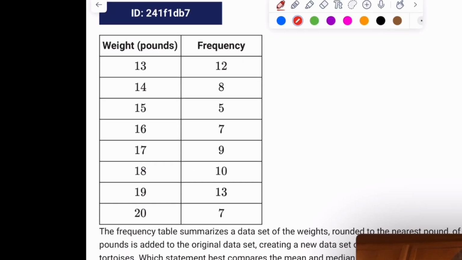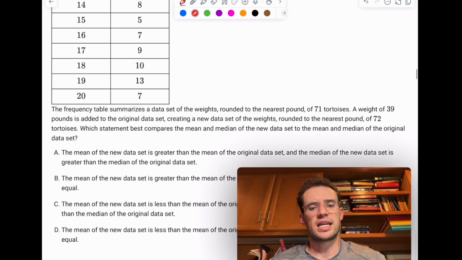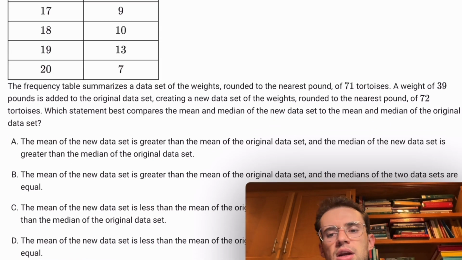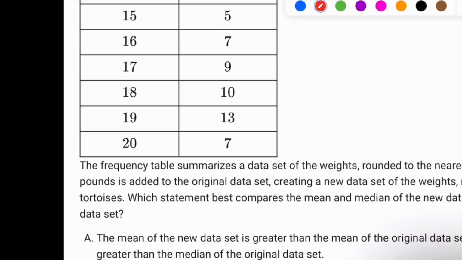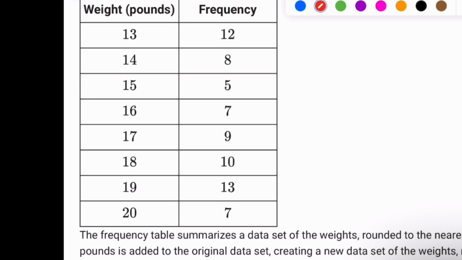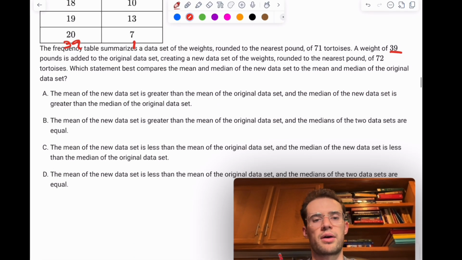All right, here we've got a table with weight in pounds and then frequency. The frequency table summarizes a data set of the weights rounded to the nearest pound of 71 tortoises. A weight of 39 pounds is added to the original data set, creating a new data set of the weights rounded to the nearest pound of 72 tortoises. So you had 71, you add one, 39 pounder. So the 39 pounds, that's not even on here, right? But 39, and there's a frequency of 1 for that one. So that would be an outlier. It's going to bring up the mean in a big way.